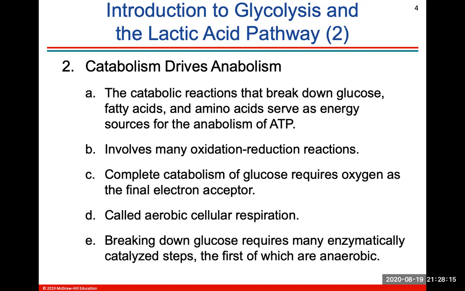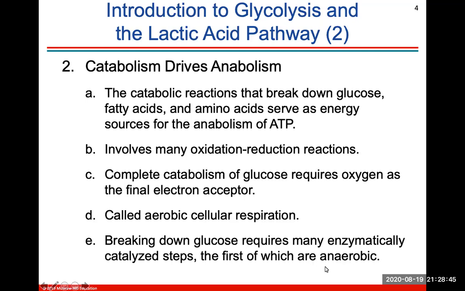They involve many reduction reactions, which we talked about in chapter 4, and the complete catabolism of glucose requires oxygen as the final electron acceptor. So this is why you breathe in oxygen, because all of your cells need it to break down glucose to create energy, ATP, that all of your cells need. Without oxygen, your cells die and you die. So we call this aerobic cellular respiration in the presence of oxygen.